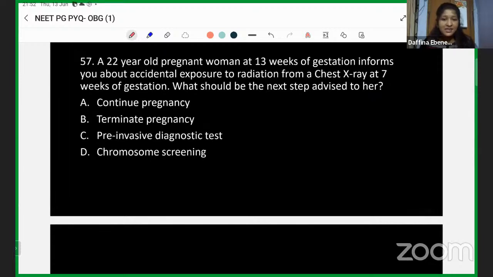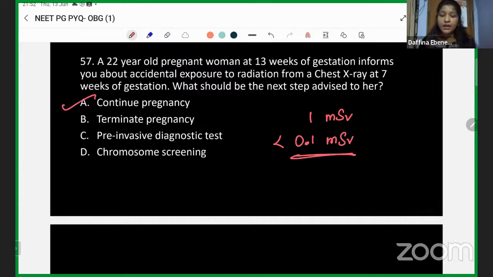No. Before that, you need to know the maximum allowed level of radiation exposure in pregnancy, especially in the first trimester. You can allow up to 1 millisievert. From a chest X-ray, how much radiation are you getting? From a chest X-ray, you get less than 0.1 millisievert only. So is that going to cause a significant problem? No. So what should you advise her? You can tell her to continue the pregnancy. Okay.